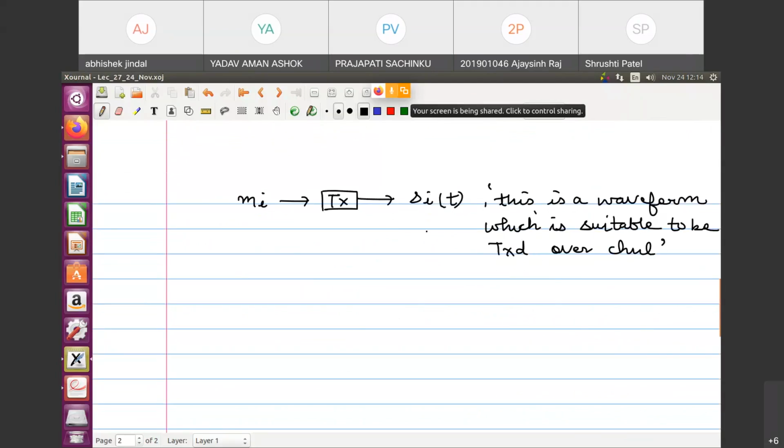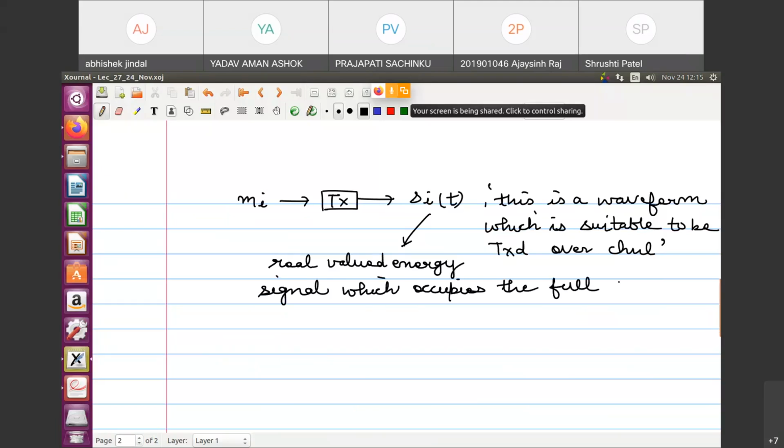So what is SIT? Let us write something about SIT. It is a real valued signal. Real valued why? Because this ultimately goes over the channel and nothing complex can go over the channel. So a real valued energy signal. It means it has a finite energy, and the energy occupies the full duration T allotted to the symbol.